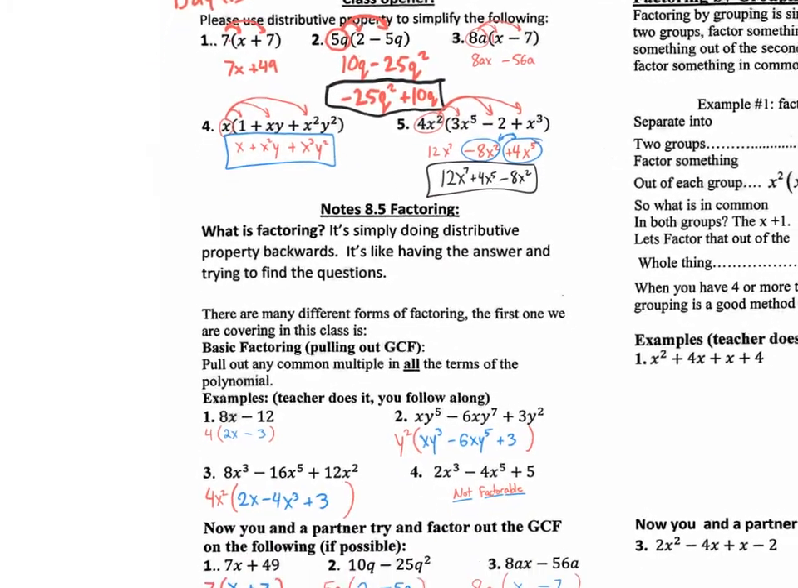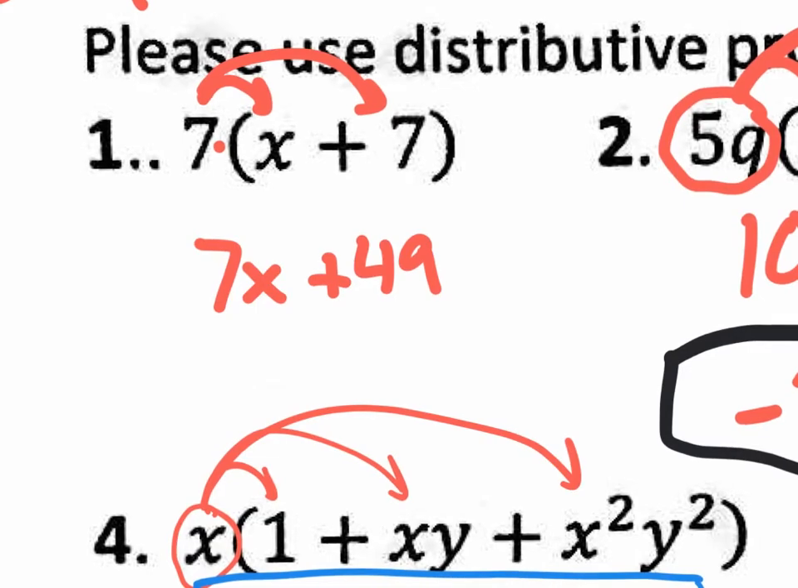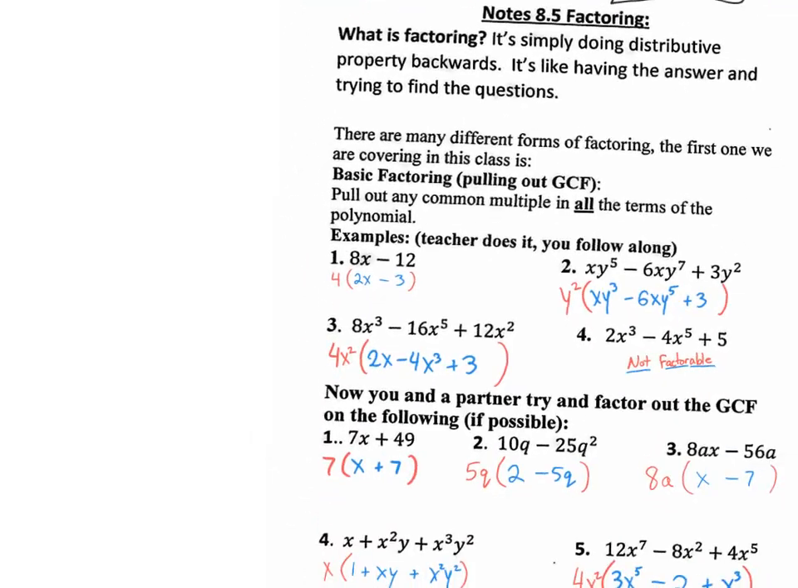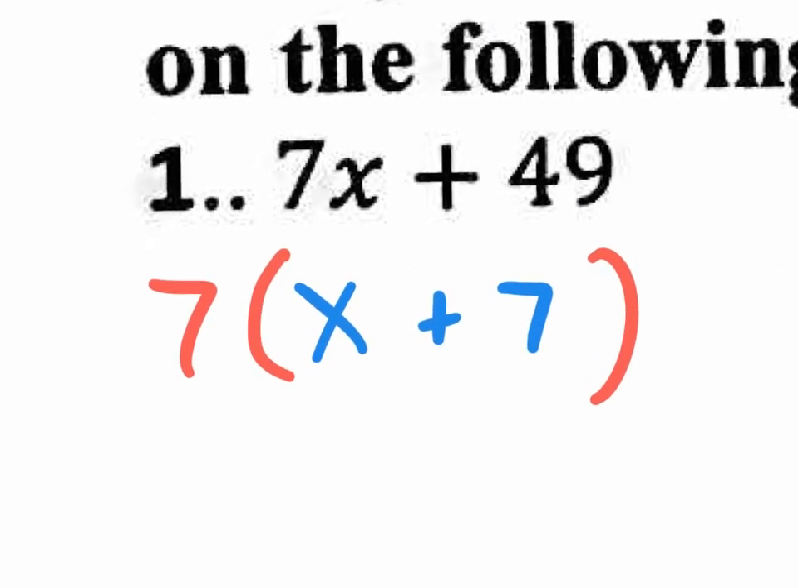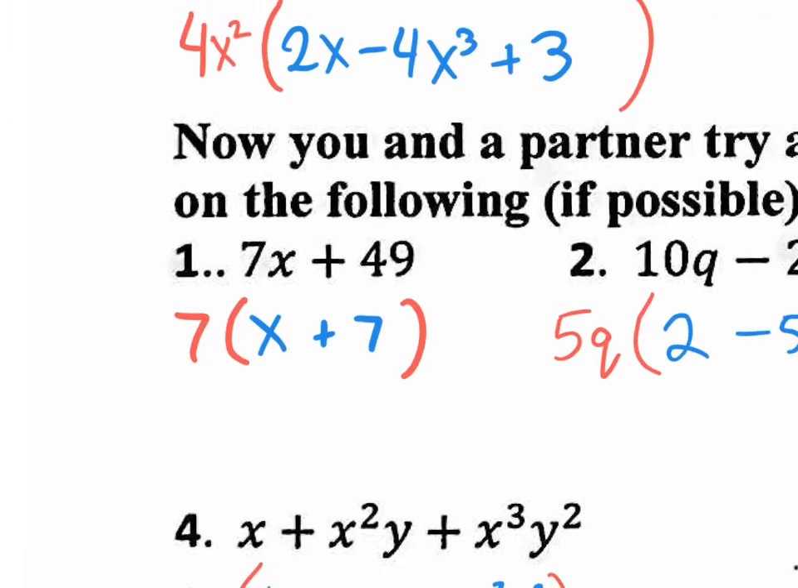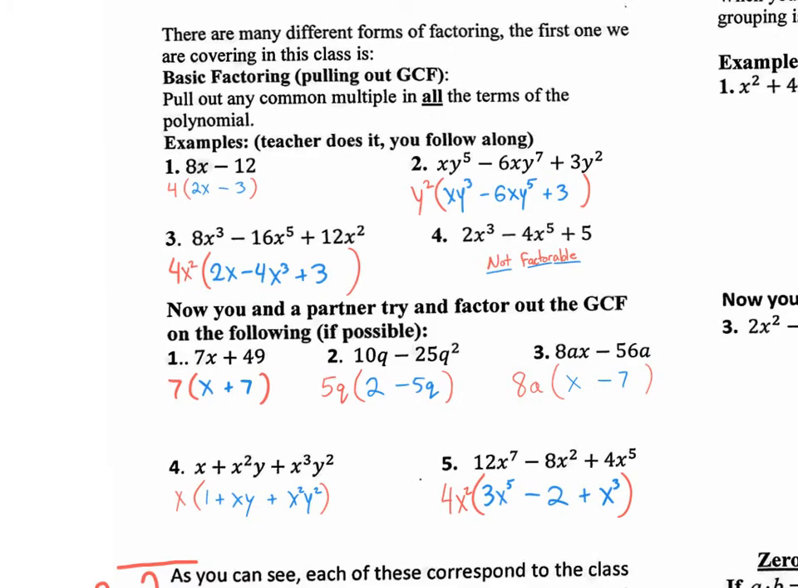Now, I don't know if you recognized, but the class opener questions, they're the same ones as what we did right now. Like up here, number 1, I asked you to distribute. You got the answer 7x plus 49. And down here where you guys tried it, number 1, I gave you the answer 7x plus 49 and asked you to factor, which gave you the 7 times x plus 7. Okay, so I hope we understand that factoring is simply a reverse distributive property.